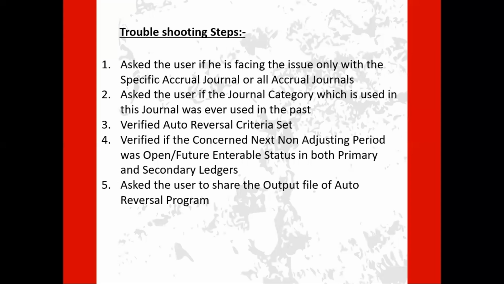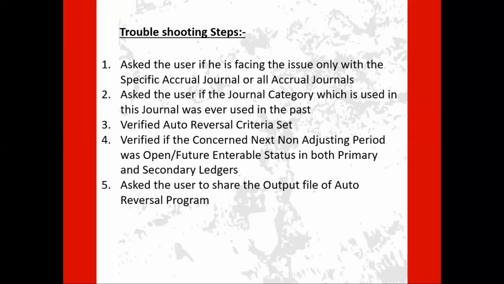And then we asked the user to share the output file of the auto reversal program. Unfortunately, the output of the auto reversal program did not provide us any clue. It did not have any kind of error message. It did not list any of these eligible journals, nor did it throw any kind of error message in the output file. We continued our analysis, and at last we found the solution. But before I get into the exact solution, let me first replicate this in our current test environment, and then show you how we have resolved the issue.